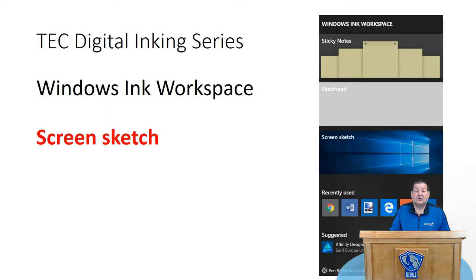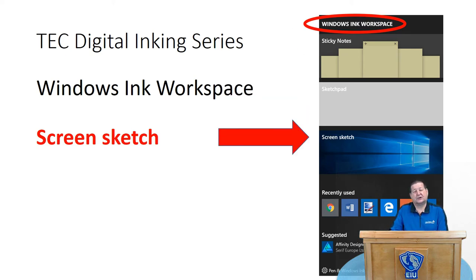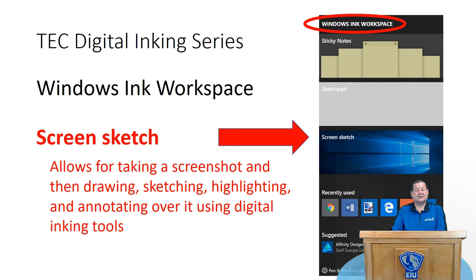Well, we're going to be using a program called Screen Sketch, which is part of the Windows Ink workspace. You can see there, I just circled, the Windows Ink workspace is actually made up of three components. We have Sticky Notes, we have Sketchpad, and we have Screen Sketch. Screen Sketch is the third option down, and whenever you select Screen Sketch, whatever's displayed on your computer screen, it will take a screenshot of that, and then provide you digital inking tools for you to draw, highlight, sketch, annotate over the top of that screenshot.